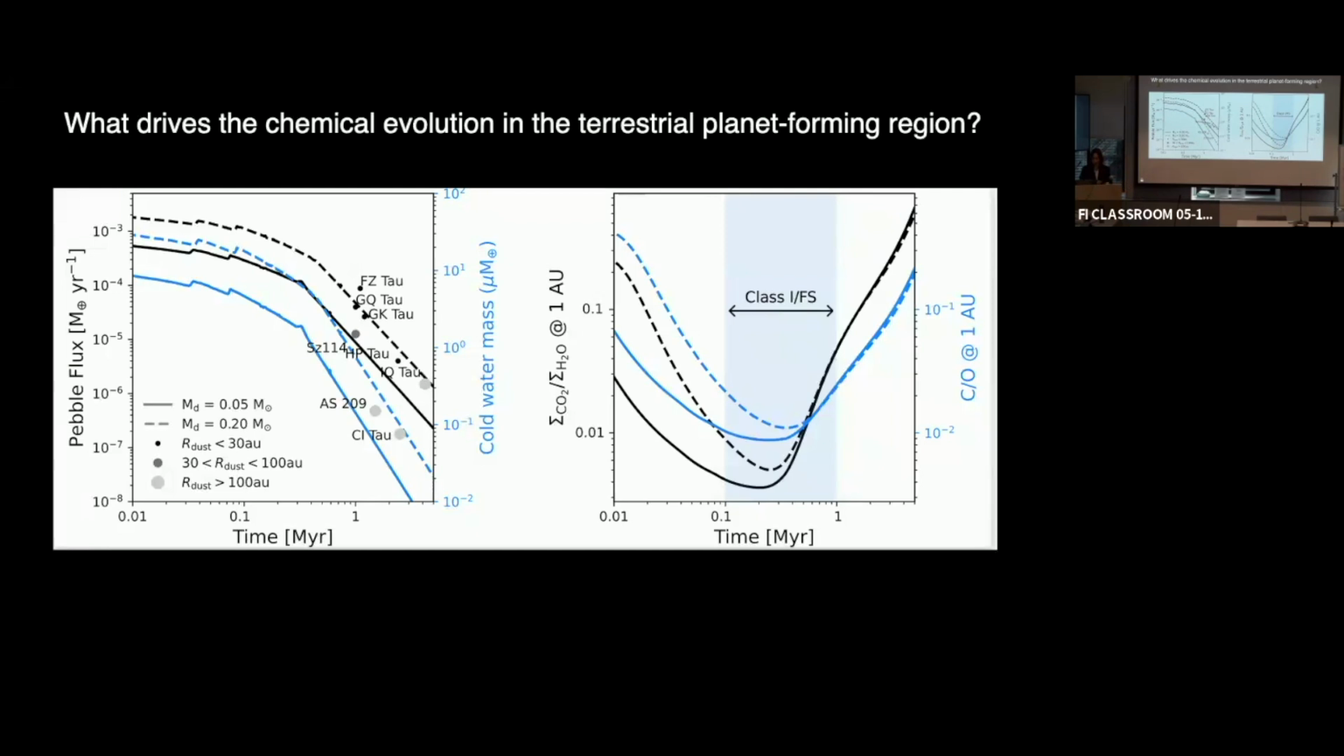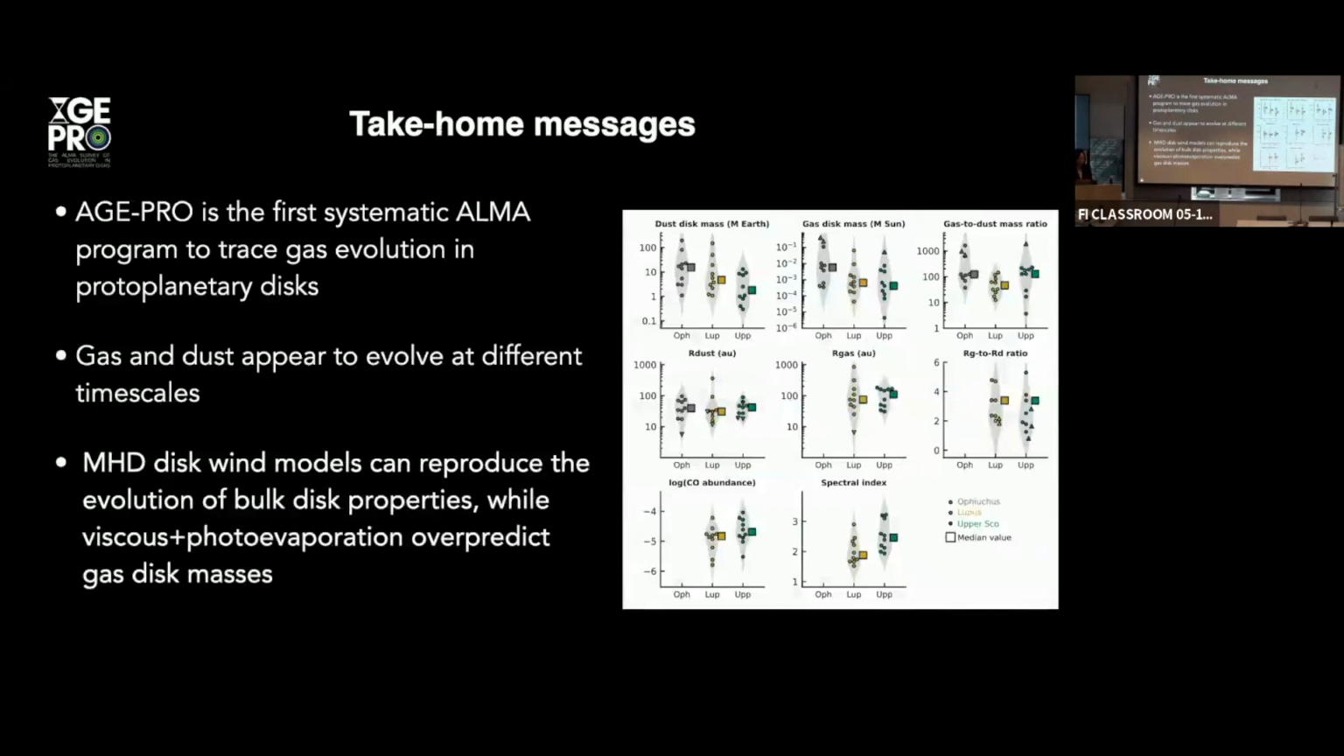Okay, so the take-home message is that H-Pro is the first systematic survey trying to trace the gas evolution in disks. We find the gas and dust seem to evolve on different time scales. And comparing the MHD disk wind and viscous disk models, based on our observational properties, the MHD disk wind model seems to do a better job of reproducing those observational properties. Hopefully I will show you some more of what the JWST part tells us about our inner disk chemistry.